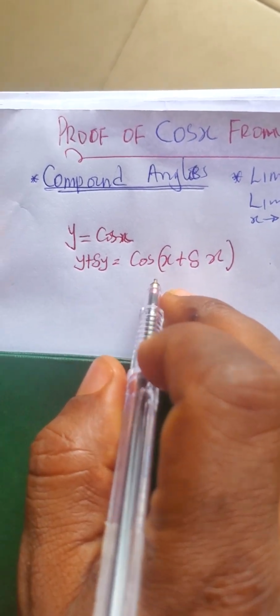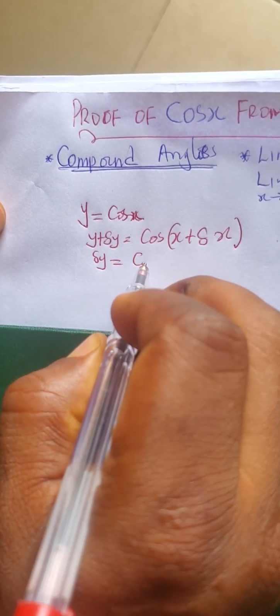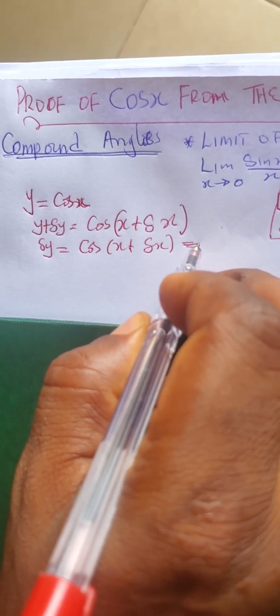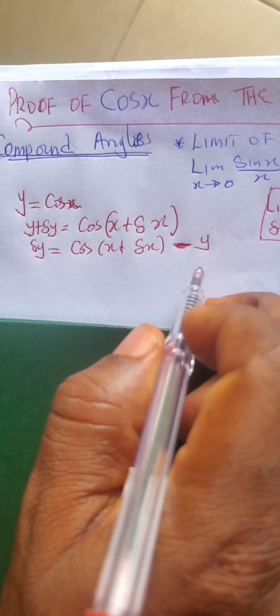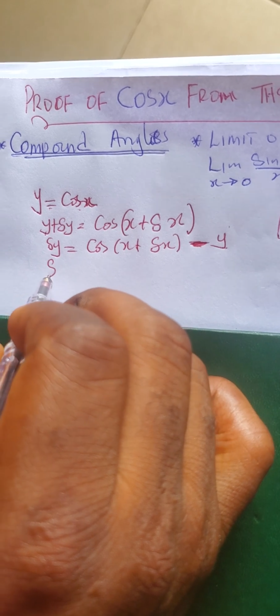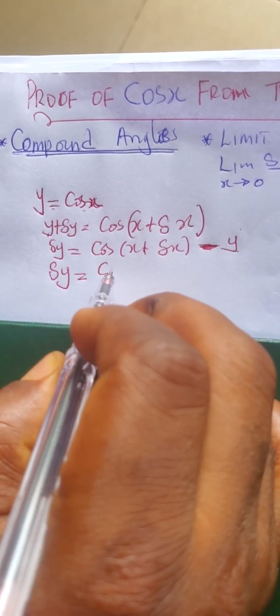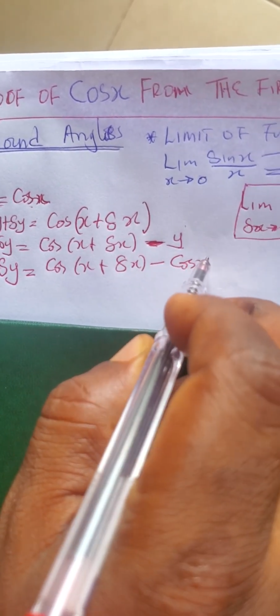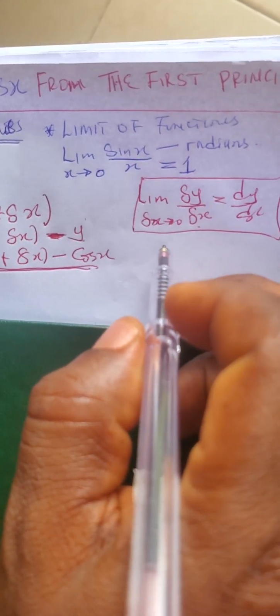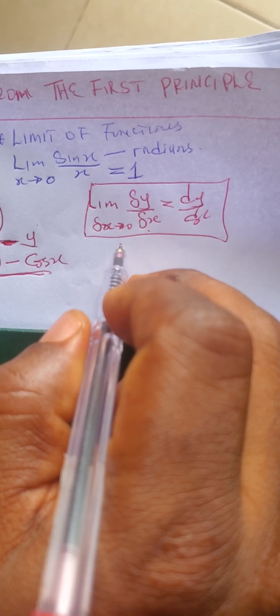Since I'm working towards delta y over delta x, I will go here and make delta y my subject of formula. So I have cos of x plus delta x minus y. I've taken this y to the other side, and since my y is cos x, I will substitute it here. So delta y will now be cos of x plus delta x minus cos x. This expression is similar to an expression for the compound angle for cos.